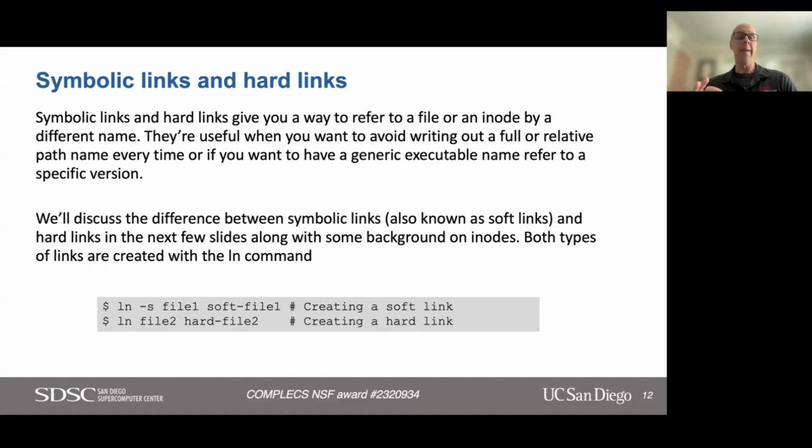Now, both types of these links, hard and soft, are created with the Linux ln command. So if we want to create a soft link, we'll use ln -s, followed by the file name that we want to link to, and then the name of the soft link. And if we want to create a hard link, it's going to be again ln, no additional flags, the name of the file, in this case file2, and then the name of the hard link, in this case hard-file2.